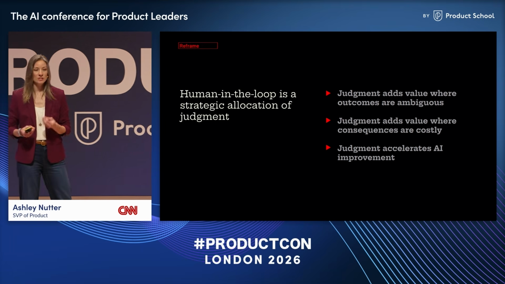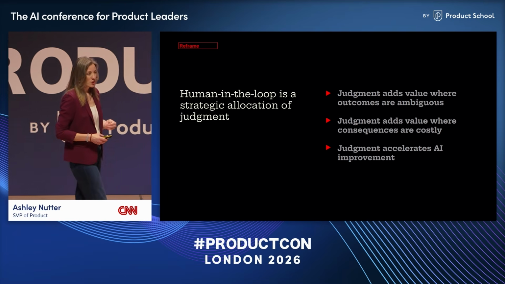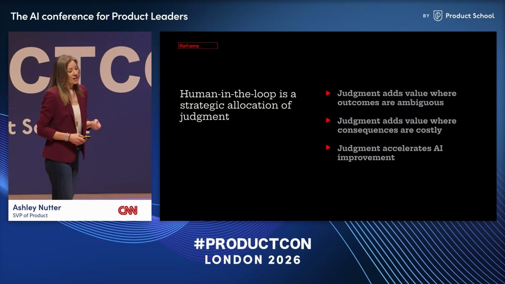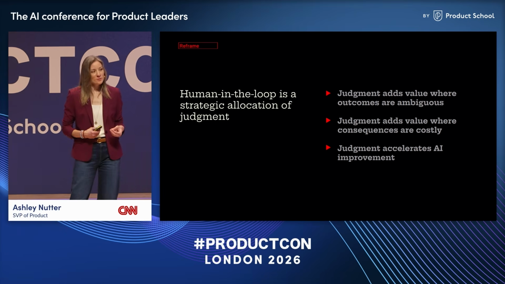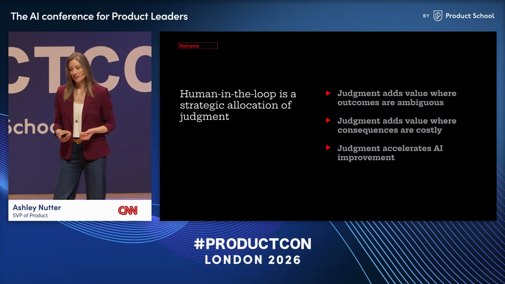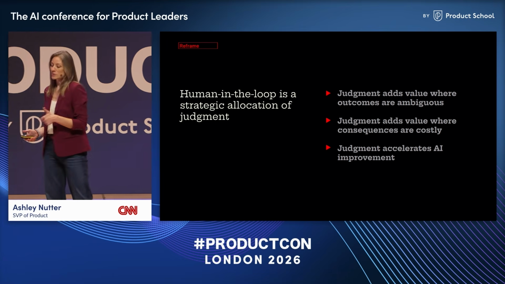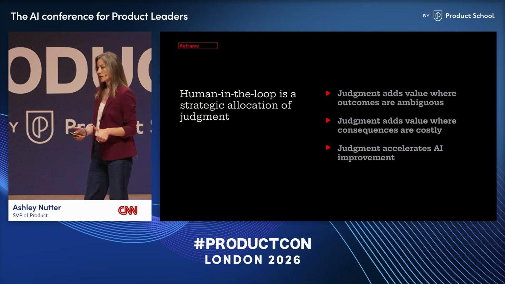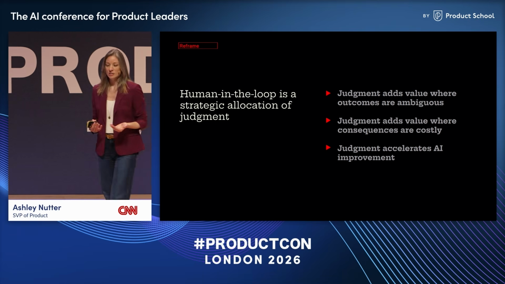So how can we do it in a way that helps us speed up? In this case, we want to think about human in the loop more as a strategic allocation of judgment, in which case the really key question here is, where does judgment actually have an outsized impact? And so there's three things to think about here. One is where outcomes are ambiguous. So anytime you are dealing with nuance or context or a values judgment, that is where judgment is really powerful.